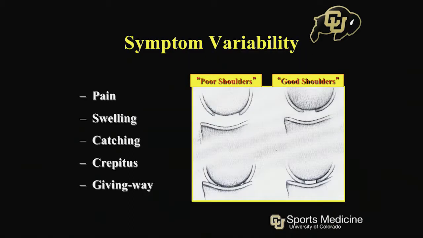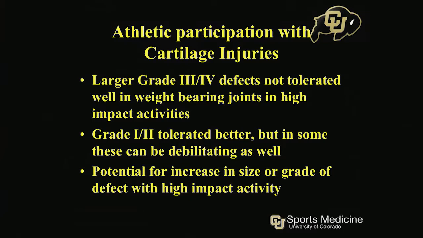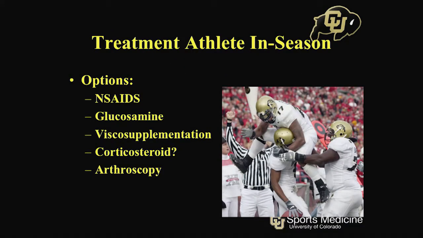What about symptoms? Symptom variability. Certainly they're going to have pain, catching, swelling, giving way. And how big a lesion is will often dictate how their symptoms are. So what about athletic participation with cartilage injuries? The larger grade 3 and grade 4 defects are not well tolerated, particularly in high impact activities. The grade 1 and 2 are tolerated, but there is a potential for an increase in the size and the severity of the defect.